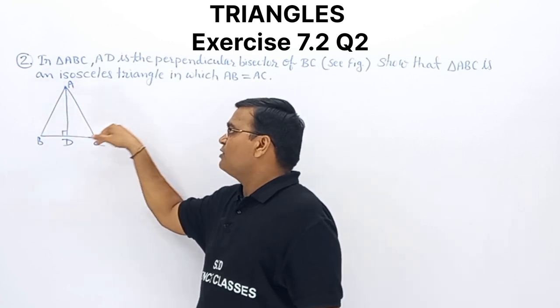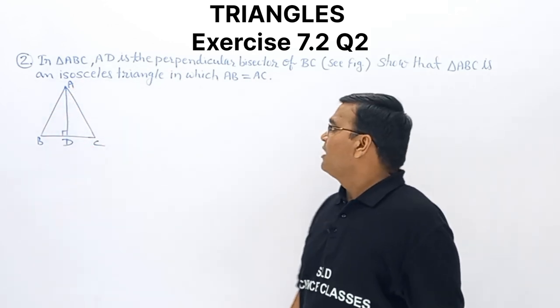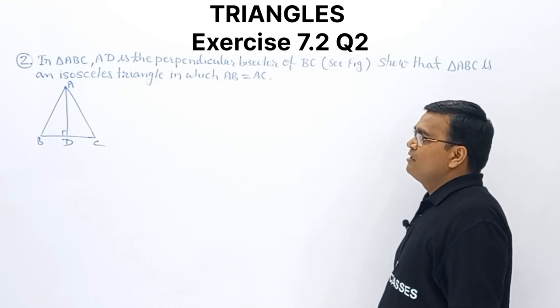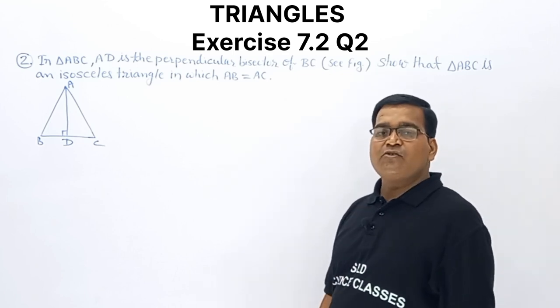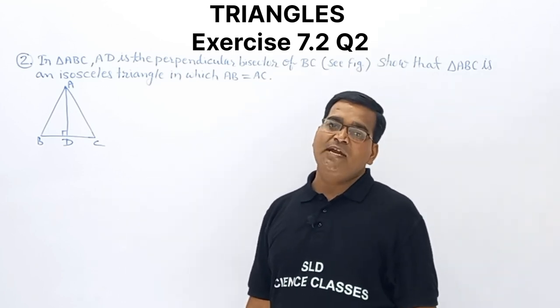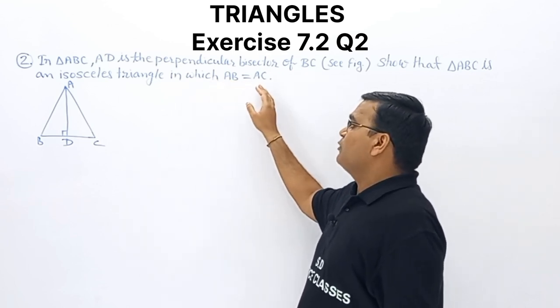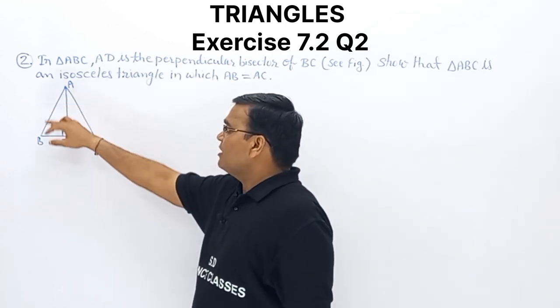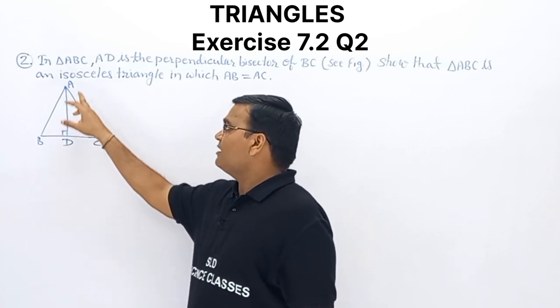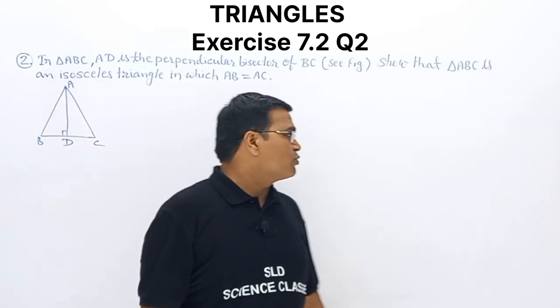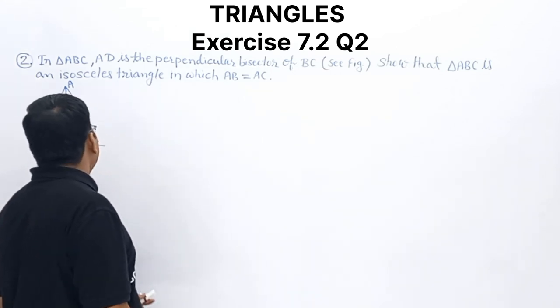We want to show this triangle ABC is what? Isosceles triangle. And what about the isosceles triangle? A triangle is isosceles if two sides of that triangle are equal, in which AB equals AC. We want to show this triangle ABC is an isosceles triangle and AB equals AC. This is what we want to show. So, how will we proceed?